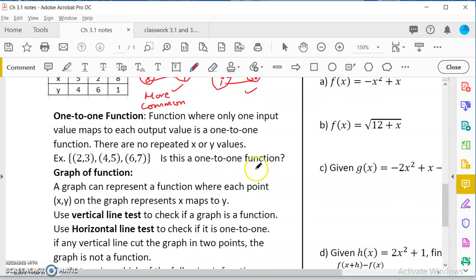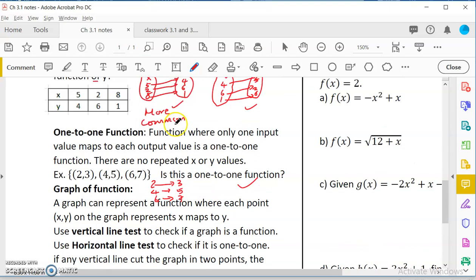In 3.7, you'll discover that a one-to-one function has some special properties because it has something called an inverse function. So that means there's no repeated x or y. For example, 2 goes to 3, 4 goes to 5, 6 goes to 7. Each one has its own value. You won't have 6 go to 3 to share with 2. Okay, so this is one-to-one. There's no sharing.